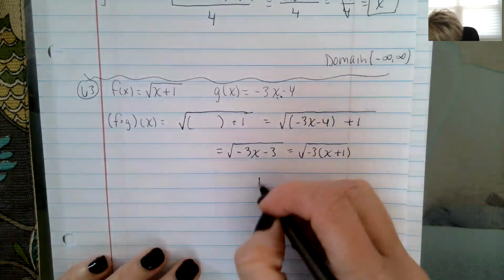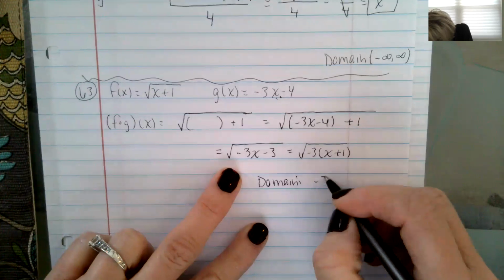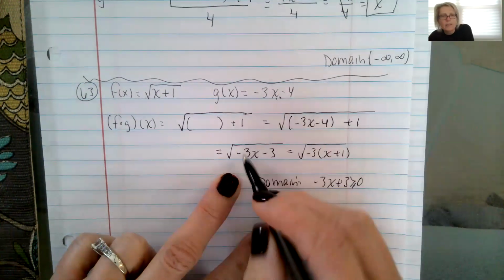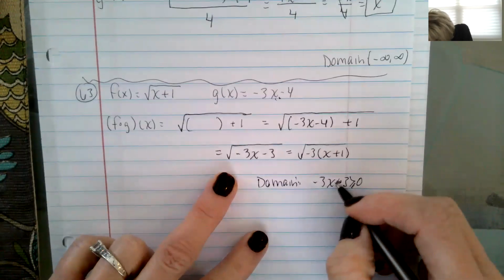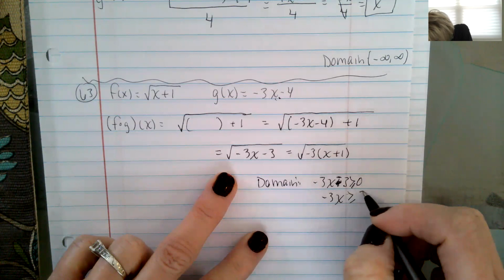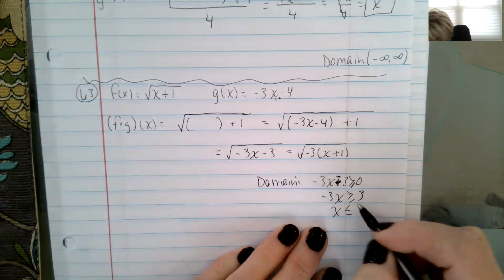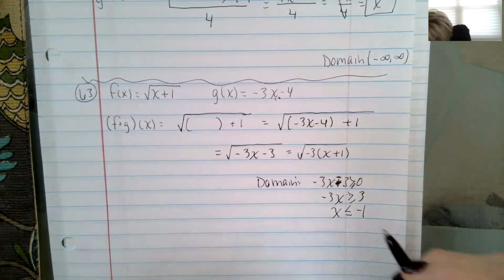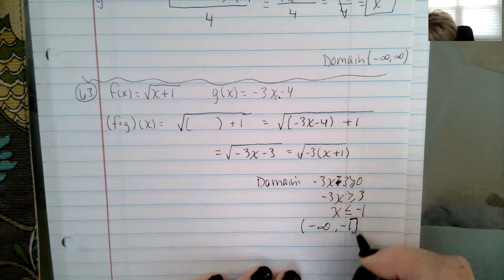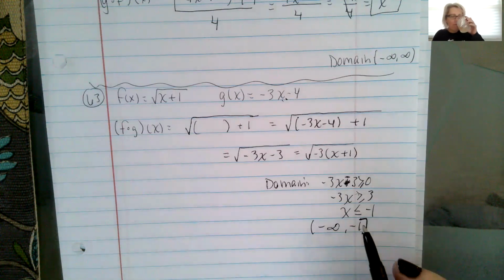The only thing is for my domain, I have to be sure that this negative 3x minus 3 has to be bigger than or equal to 0, because you can't take a square root of a negative. So if I add 3 to both sides, I get this. And then if I divide by negative 3, I have to flip my symbol. So x has to be less than or equal to negative 1. Okay, so my domain then is negative infinity up to negative 1, and then we're going to put a bracket around it because we can include negative 1.